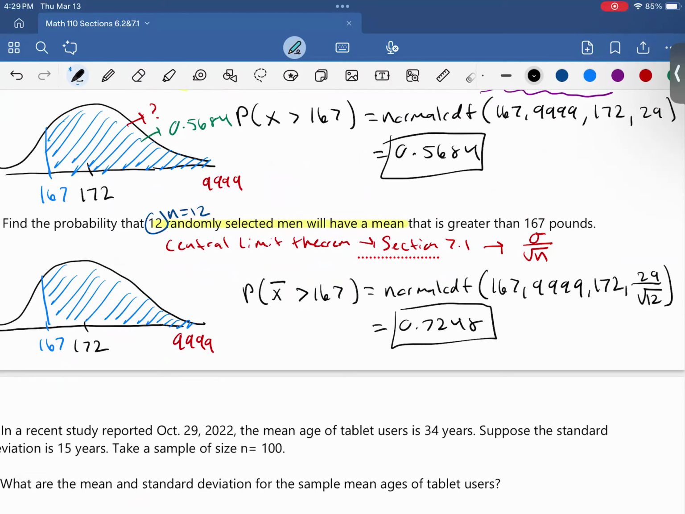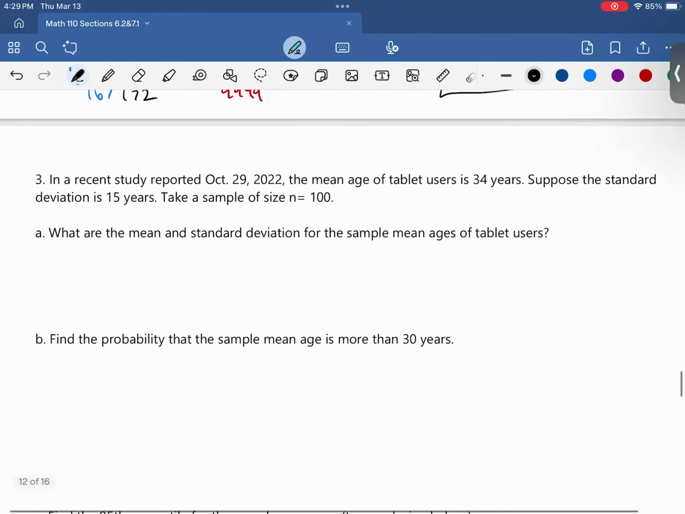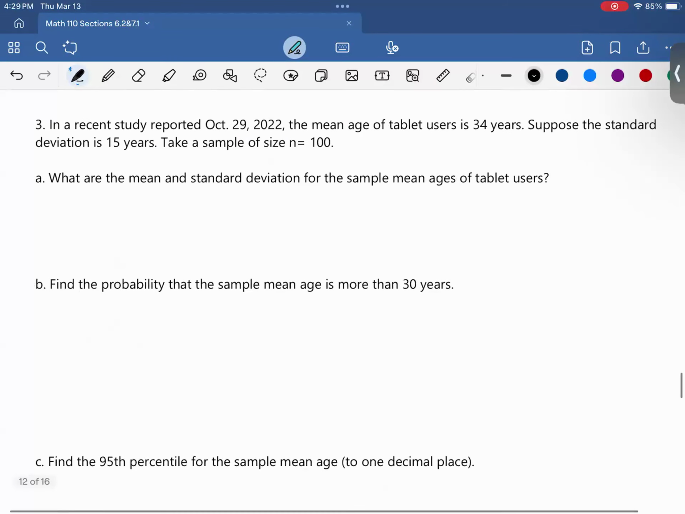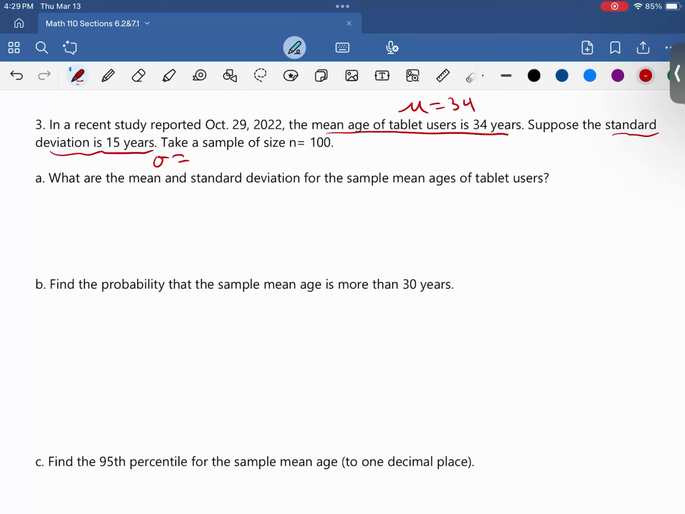Okay, let's move on to example 3 now. So example 3 states: in a recent study reported on October 29, 2022, the mean age of tablet users is 34 years of age. So this is mean equals 34, and a standard deviation is 15. And we have our sample size, 100.